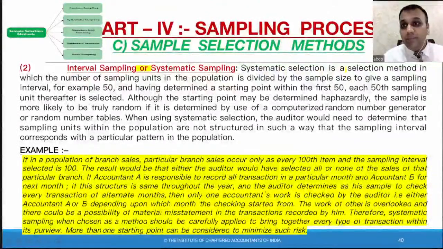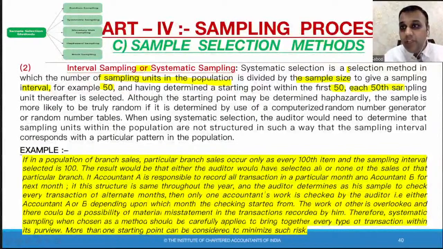Systematic selection is a selection method in which the number of sampling units in the population is divided by the sample size to give a sampling interval. You know, the class interval questions we used to do in questions of mean, median, mode, standard deviation. You remember? Mean deviation and all. So we divide the number of sampling units in the population by the sample size we want to give a sampling interval. For example, we have a sampling interval of 50 and we start with 50. So what would we do? We'll check entries at every 50th level.